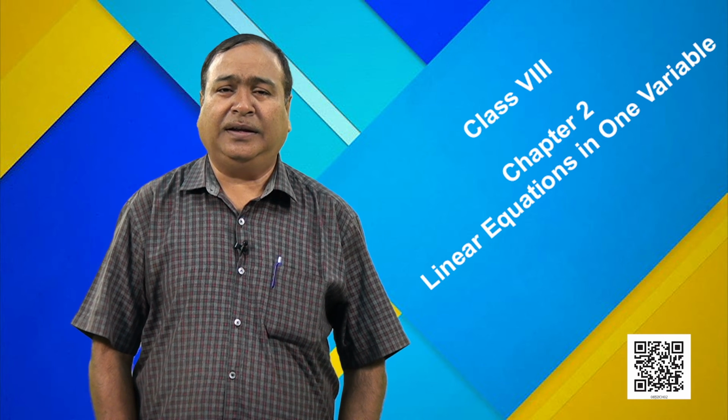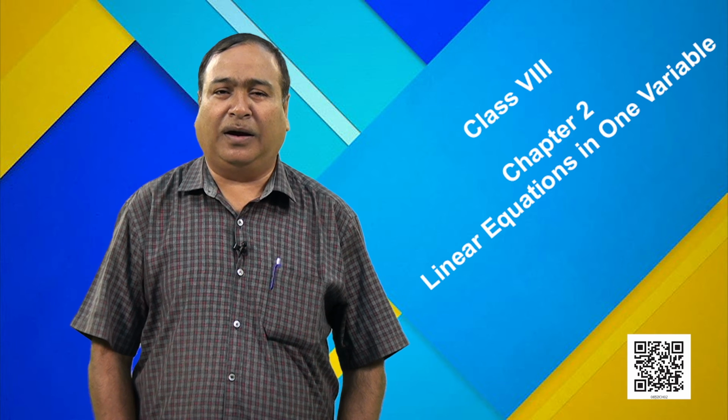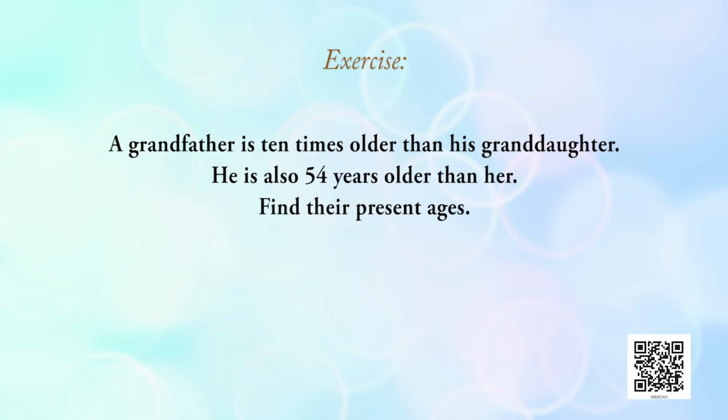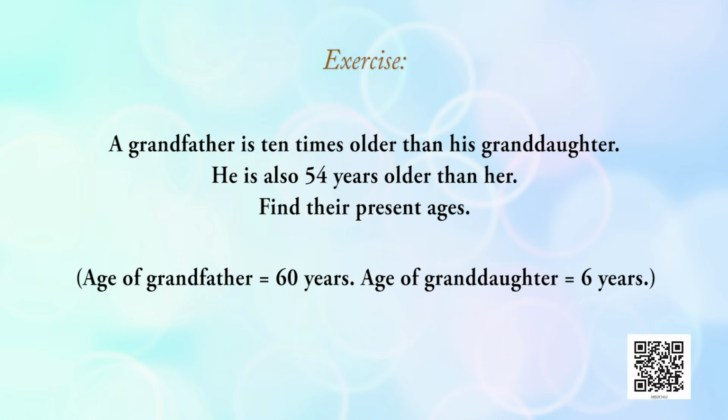Similarly, you can try and solve the following problem also as an exercise for you. Problem is like this: a grandfather is 10 times older than his granddaughter. He is also 54 years older than her. Then find their present ages. For your reference, I am giving the answer also. Age of the grandfather is 60 years and age of the granddaughter is 6 years. Apply the above method and find out these two values.